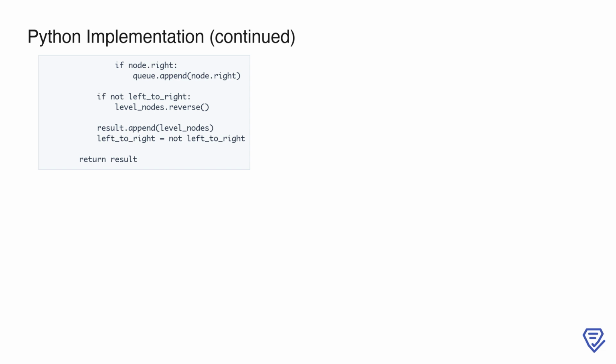After processing all the nodes at the current level, we check the left_to_right variable. If the traversal direction is not left to right, we reverse the level_nodes list to match the zigzag pattern. Then, we add level_nodes to the result list, which keeps track of all levels. Finally, we toggle the left_to_right variable to switch the direction for the next level. Once the queue is empty, meaning we've processed all levels of the tree, we return the result list, which now contains the zigzag level order traversal of the binary tree.